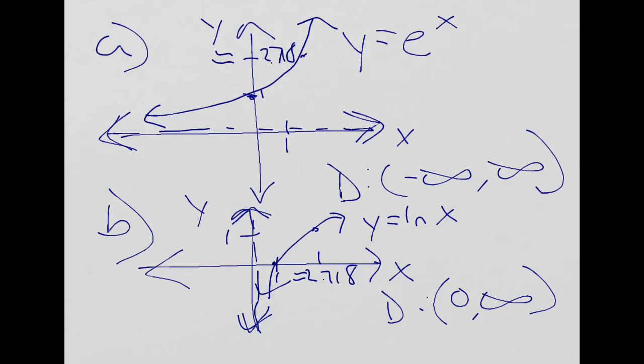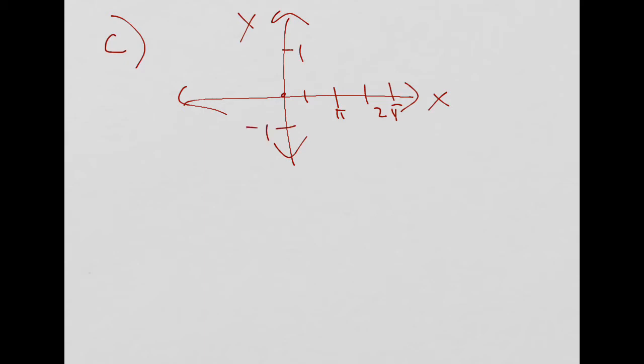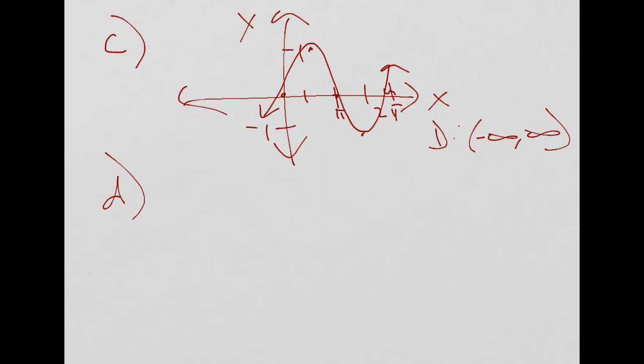And just a couple of common trig functions. So, sine. It is continuous for all real numbers. And let's do, well, since we have sine there, we might as well do cosecant.